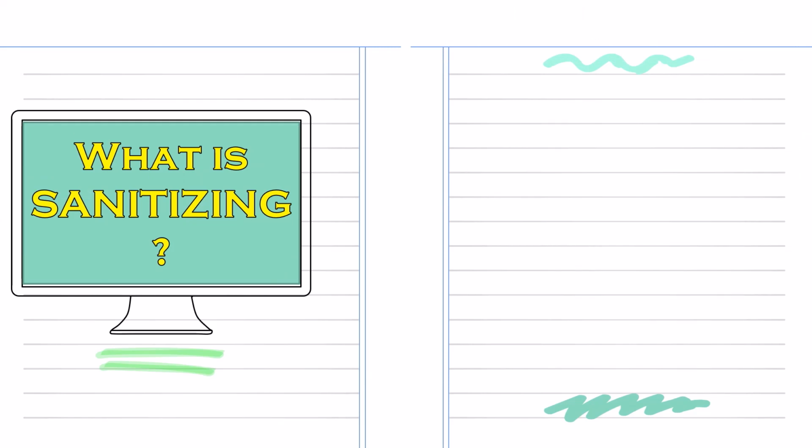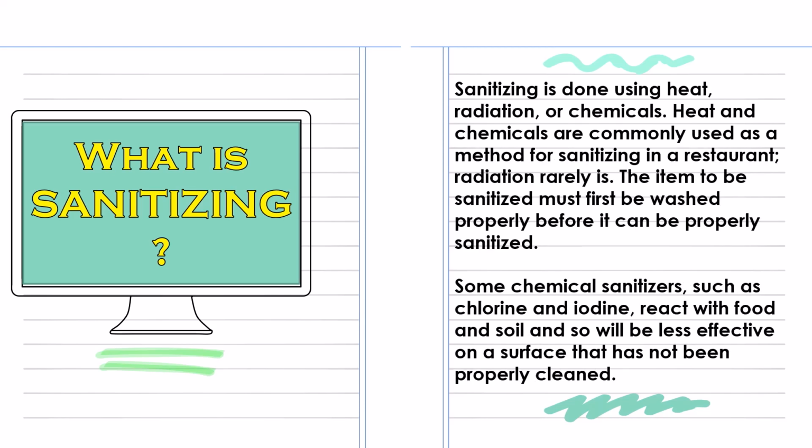Since you already know the 4 categories of cleaning agents, let's now explore sanitizing. What is sanitizing? Sanitizing is done using heat, radiation, or chemicals. Heat and chemicals are commonly used as a method for sanitizing in a restaurant. Radiation rarely is. The item to be sanitized must first be washed properly before it can be properly sanitized. Some chemical sanitizers such as chlorine and iodine react with food and soil and so will be less effective on a surface that has not been properly cleaned.